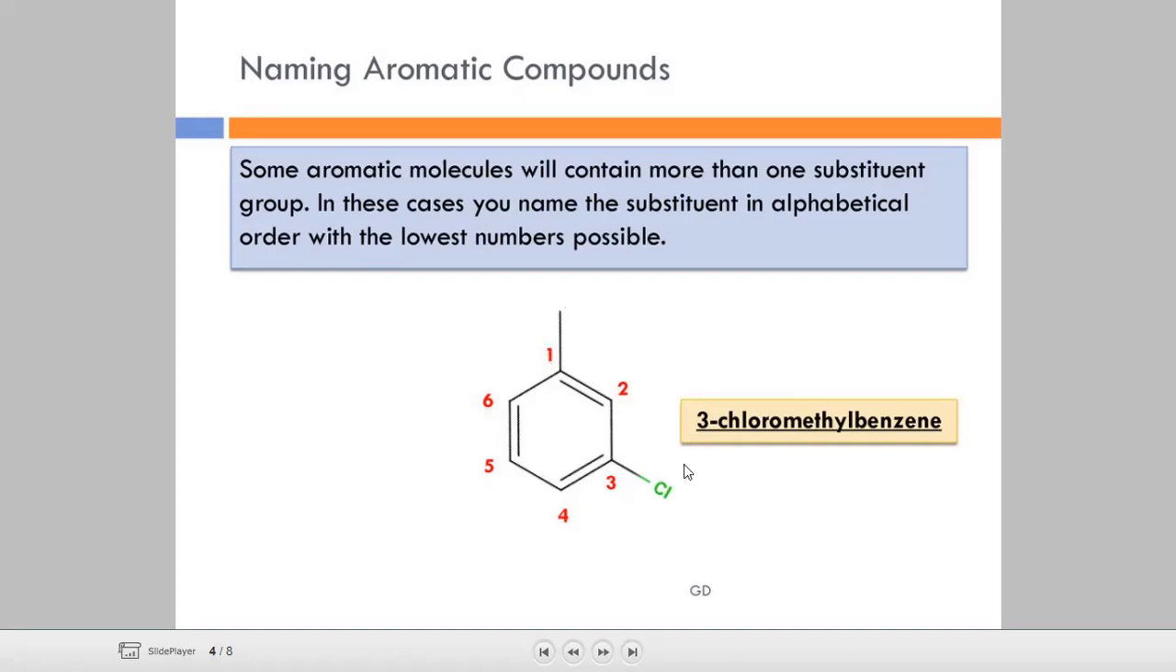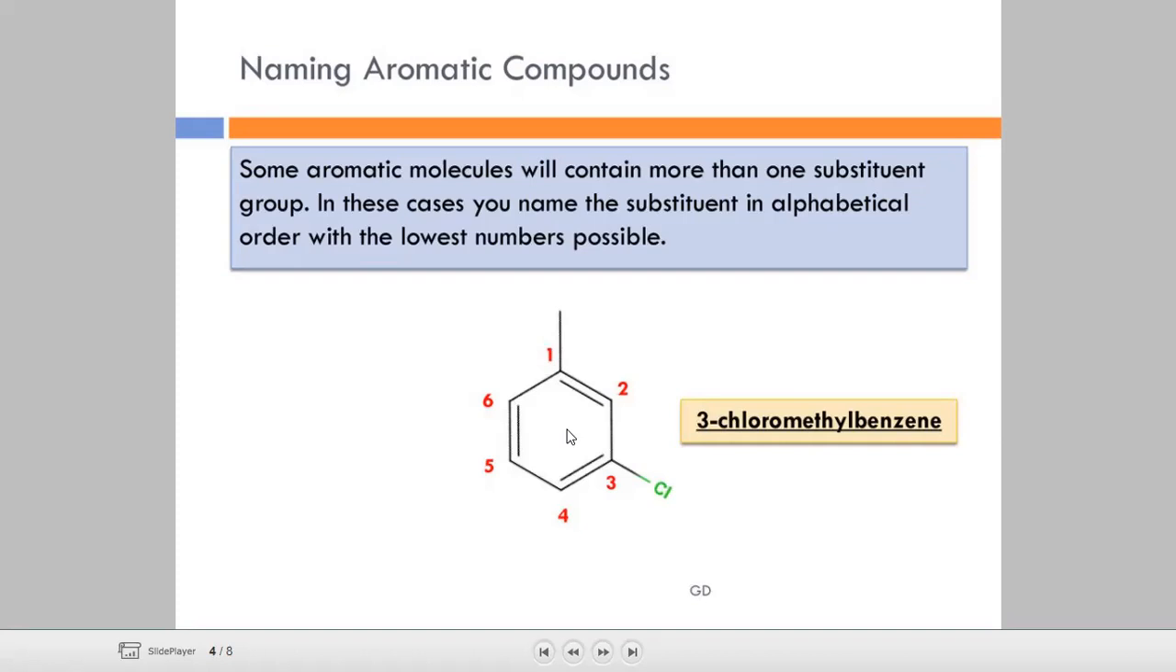So I name this, if I follow the alphabetical order, this is going to be chloro, 3-chloro, because the chloro could be in the 2, and the 4, and the 5, and the 6. Actually, it can only be in the 2, 3, or 4. It will never be in 5 or 6. Why? Can anybody tell me why it wouldn't be in 5 or 6? Any idea?